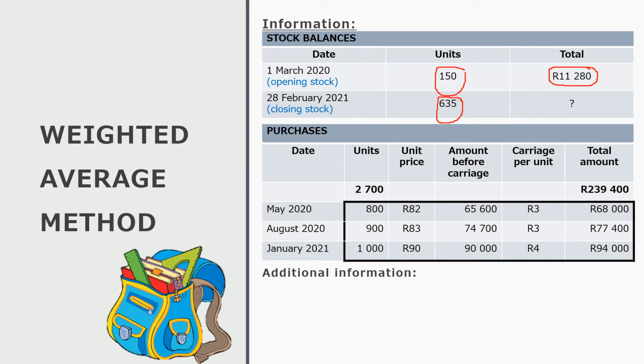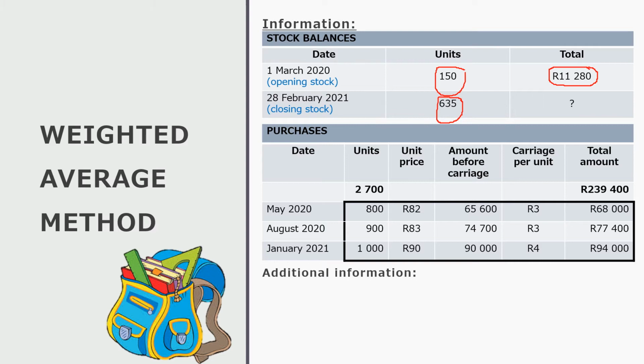Then they give us information on the purchases. In this case now I want you to notice they give us the units that were purchased, the unit price, so what we paid per unit, then the amount before carriage. Now in the previous example we did not put in the carriage amount, it was more simple. Then they give us the carriage per unit and then the total amount.